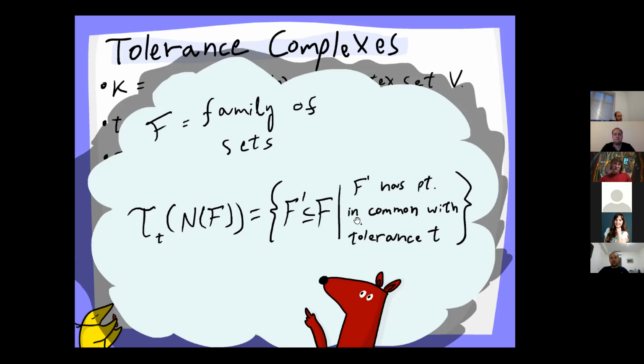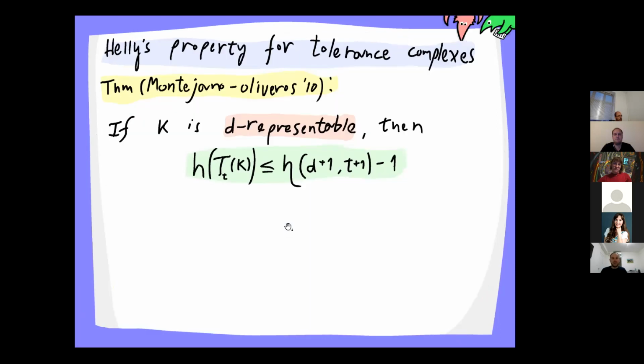Okay, now using this, we can rephrase the tolerant Helly's theorem in terms of simplicial complexes. If K is d-representable, then the missing faces of the t-tolerance complex of K are of dimension at most this number, η(d+1, t+1) − 1.